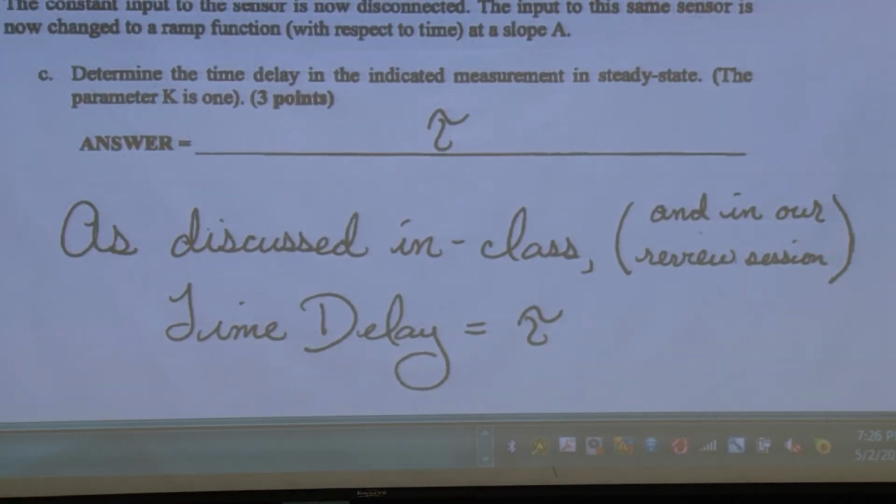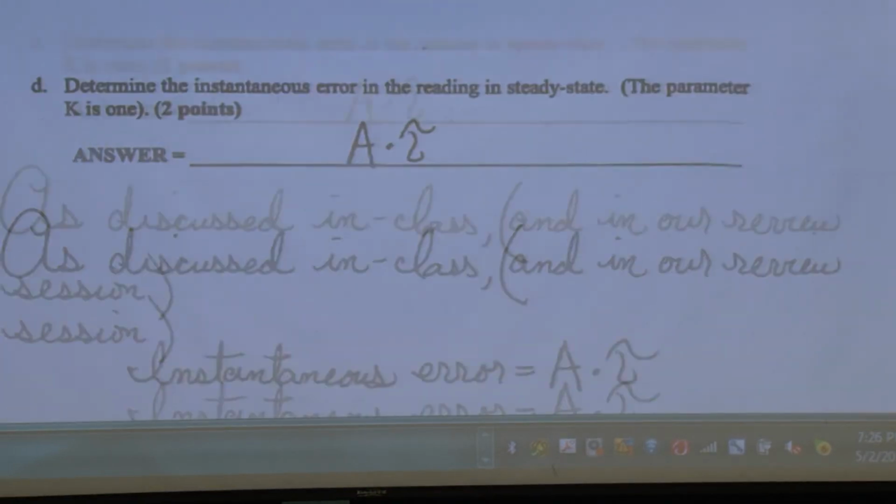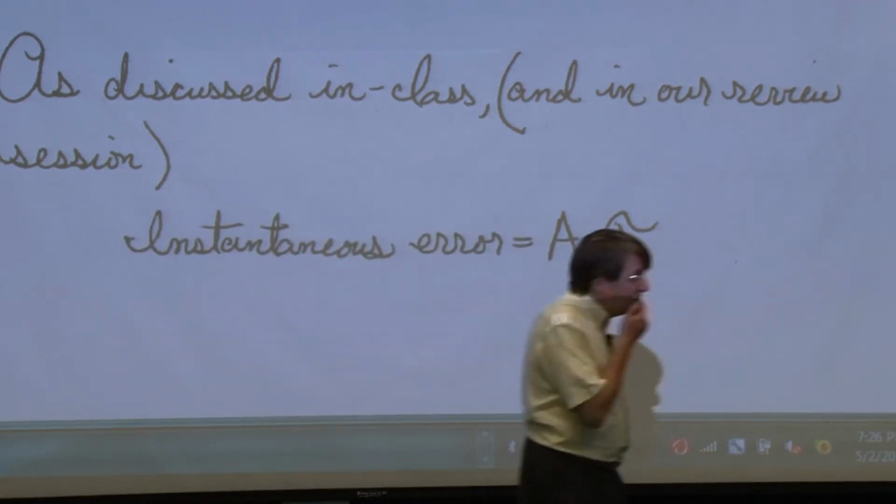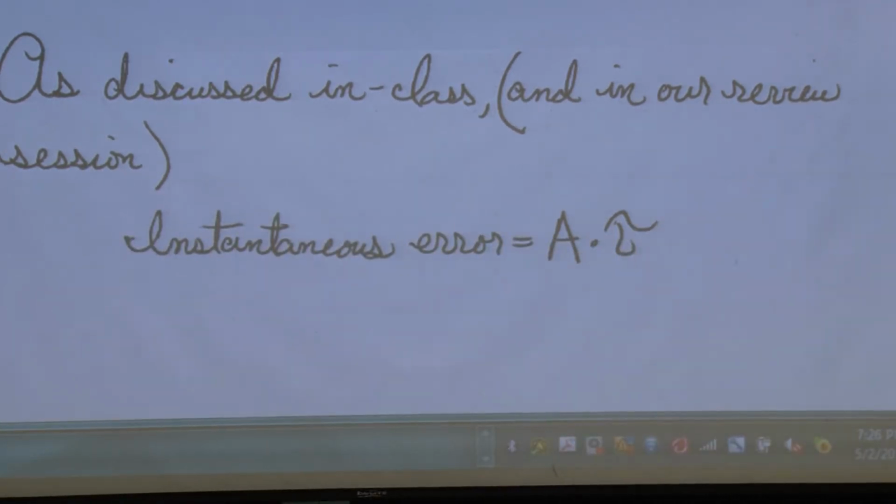First order systems for 500. There it is. Instantaneous error is a tau. Now, Ronnie, the instantaneous error, I think, is the vertical difference, the distance up and down. Okay, so what the value should be right now, that's the instantaneous error. Okay, good. We're doing good?